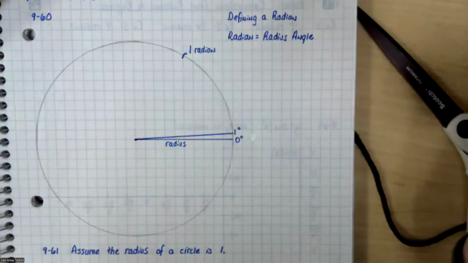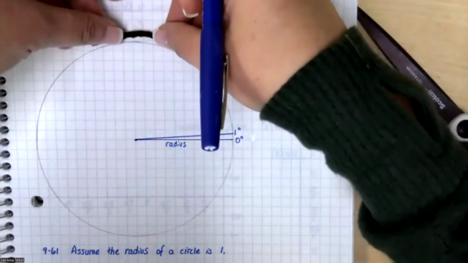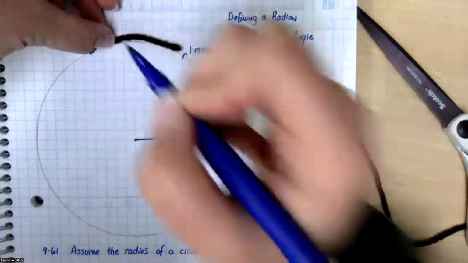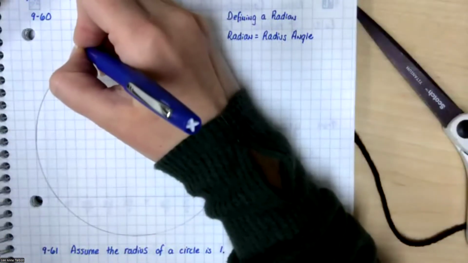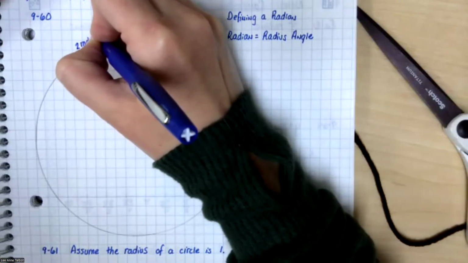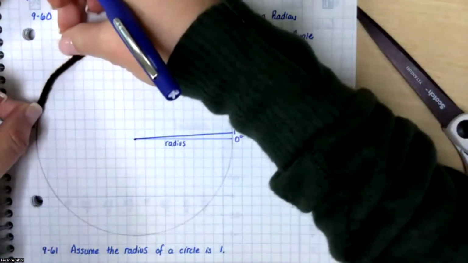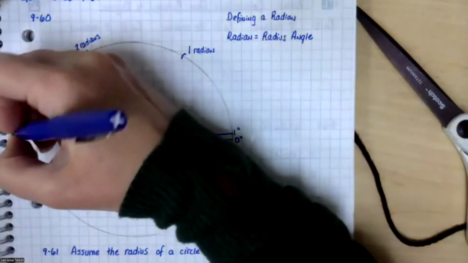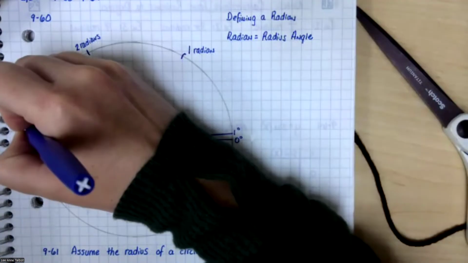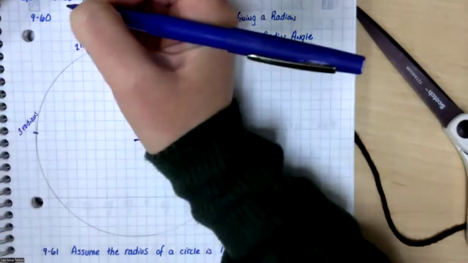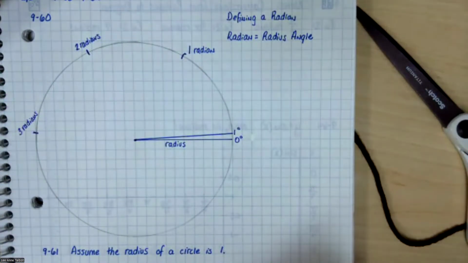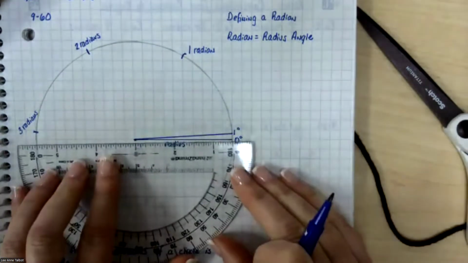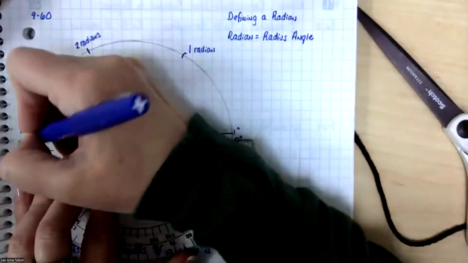Okay. All right. So now we're going to try this again. Oh, how fun for Mrs. Talbot. 2 radians. 3 radians. But here's the thing. It's not perfectly 3.